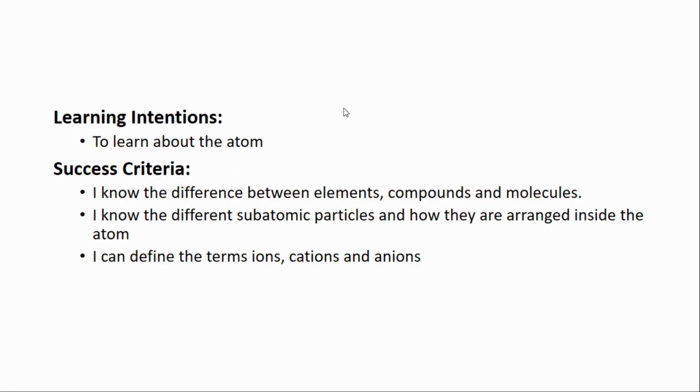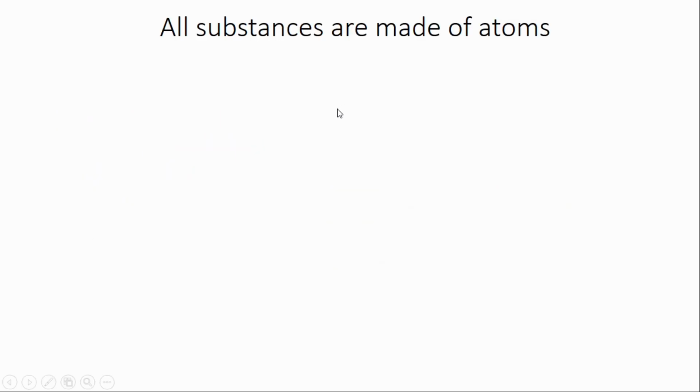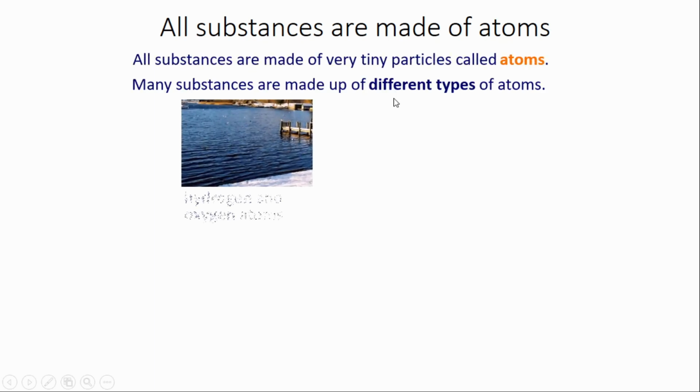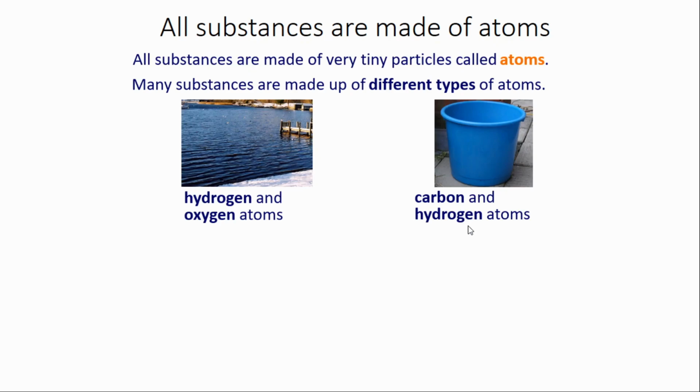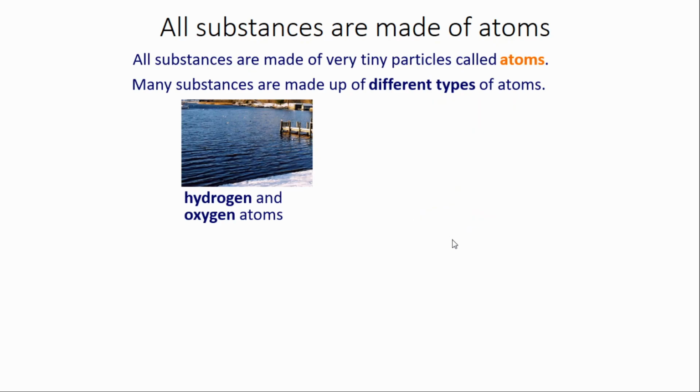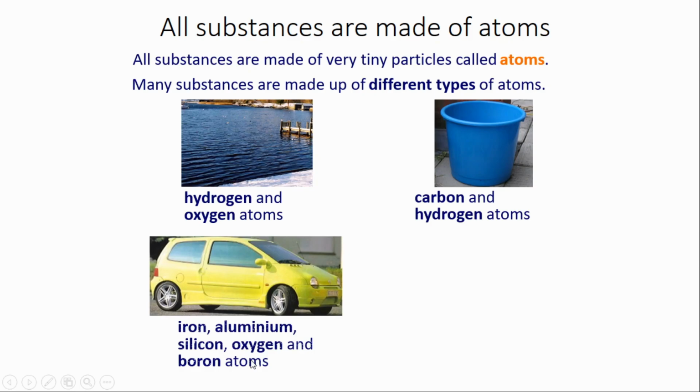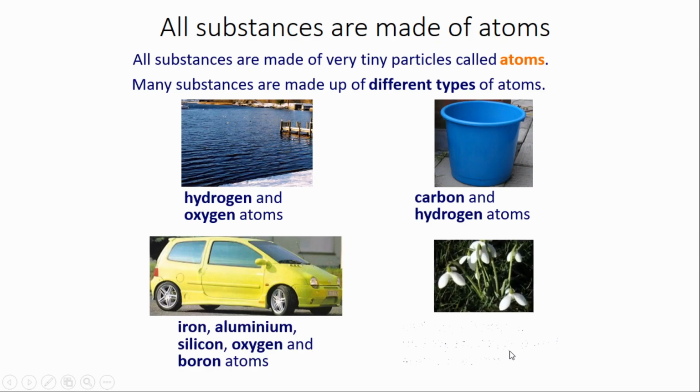So let's just start off with a quick recap. We should all know that all substances are made of atoms, and these atoms are very tiny particles, and many substances are made up of different types of atoms. An example is water. Water is made up of hydrogen and oxygen atoms. This bucket to the right here will be made up of carbon and hydrogen atoms. This car here will be made up of iron, aluminium, silicon, oxygen and boron atoms. And finally this flower here will be made up of carbon, nitrogen, hydrogen, oxygen and sulfur atoms.